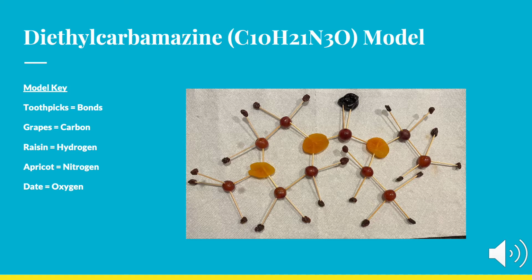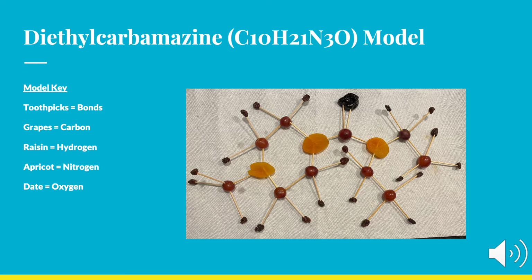Here is a model structure of diethylcarbamazine. The molecular formula of this drug is C10H21N3O. This model is made from fruit, with toothpicks being the bonds, and as you can see, most bonds are single, but there is one double bond between an oxygen and a carbon. The grapes represent carbon, the raisins represent hydrogen, the apricots are nitrogen, and the date is oxygen.